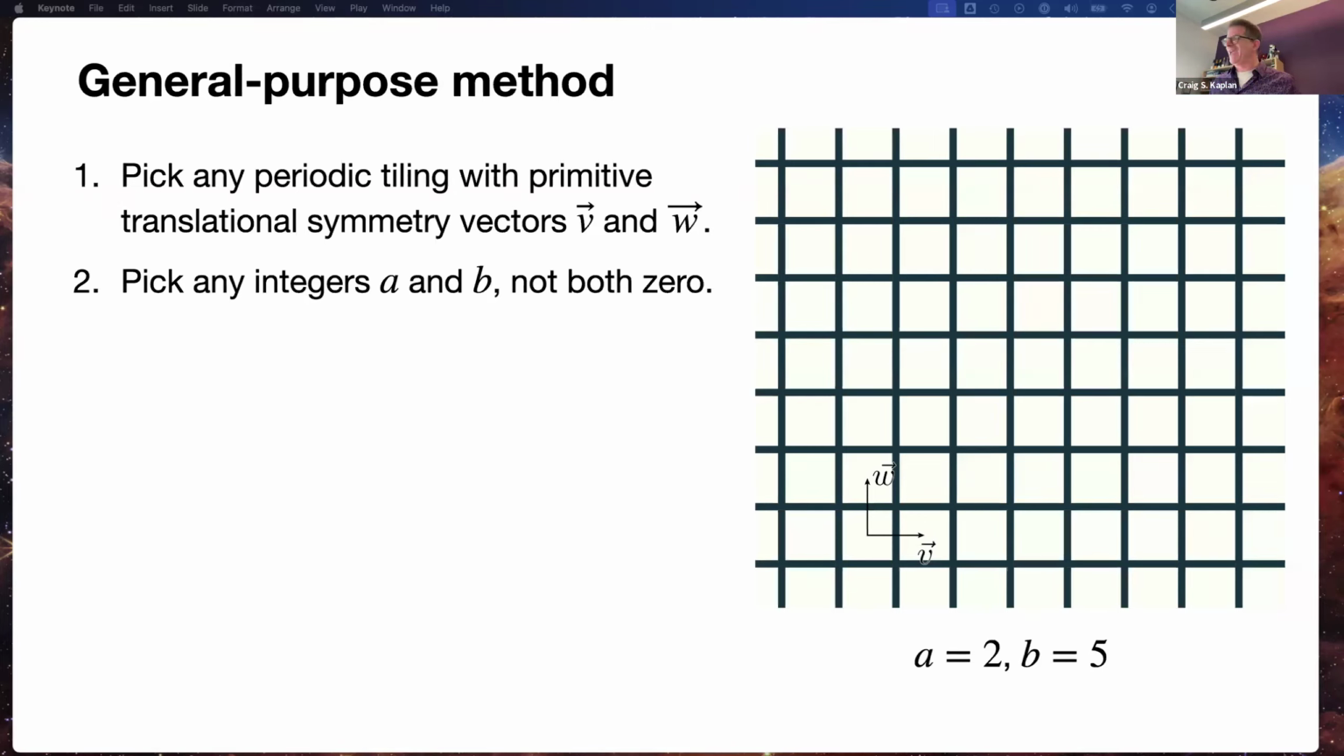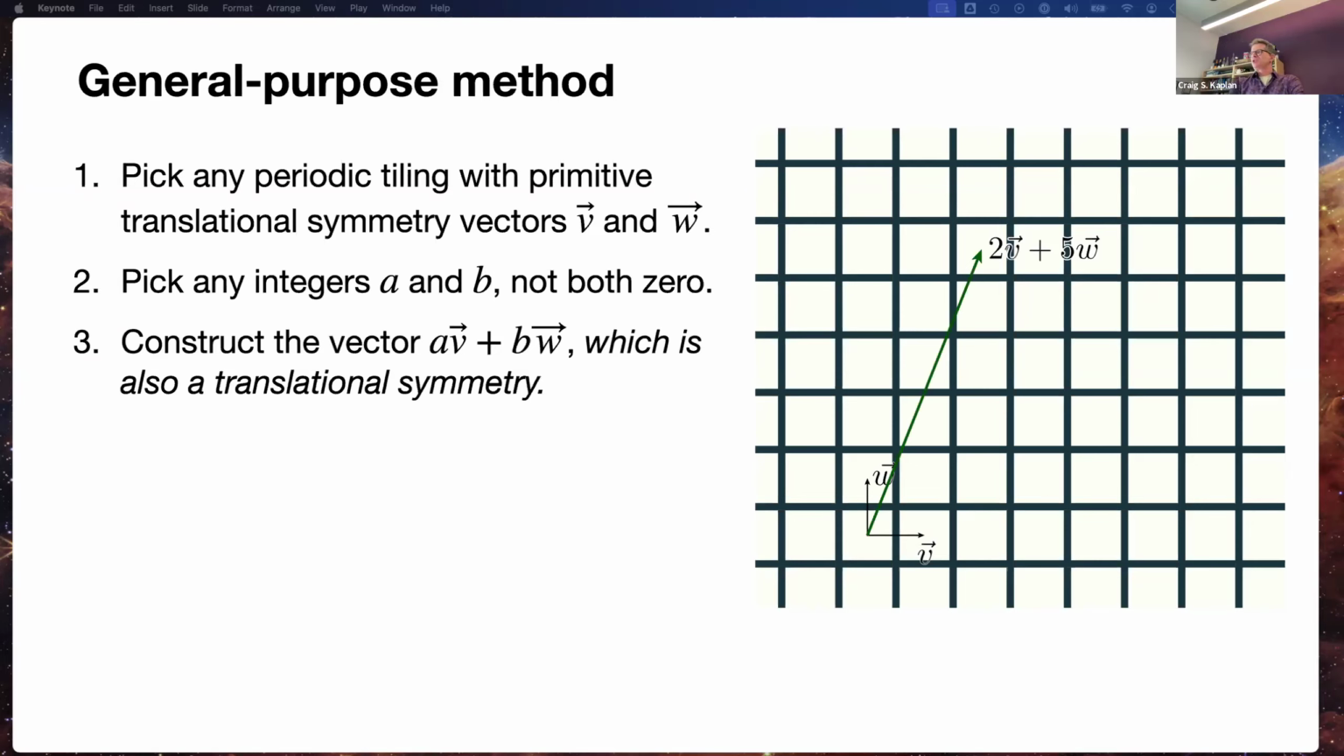No change to the drawing yet, but I've identified those vectors. Step 3, construct the vector aV plus bW. It is an integer combination of the translational symmetries of the original tiling, and therefore, we know from symmetry theory that that vector must also be a translational symmetry of the tiling, because it is a sum, or if you prefer, a composition of other translational symmetries.